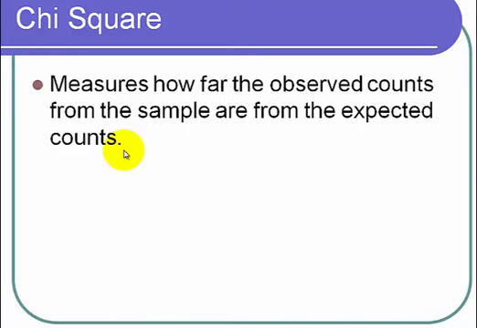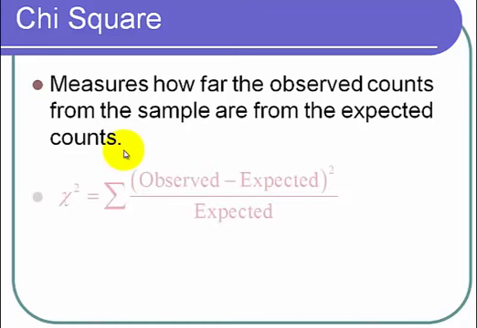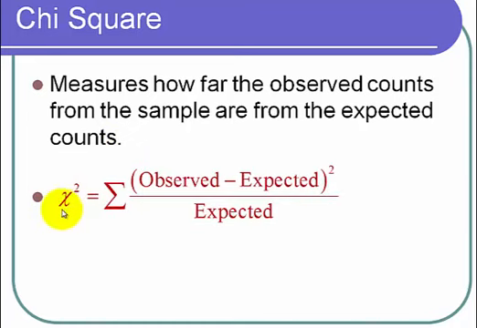So what the chi-squared distribution does is it measures how far off what we observed is from what we would expect if the die was really true. The formula for that, it's a little bit complicated, is that chi-squared is the sigma, if you remember, that's the sum. You take what you observed minus what you expected, you square that quantity and divide it by what you expected.